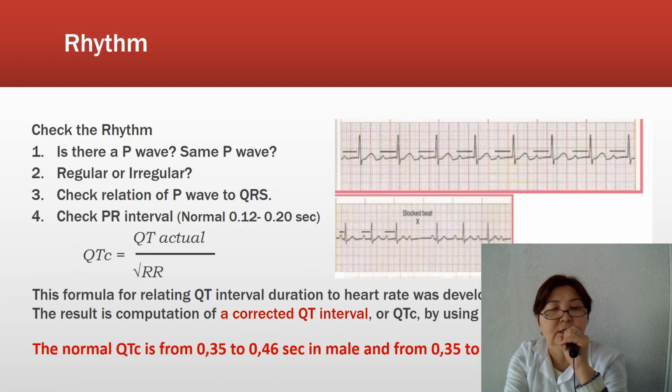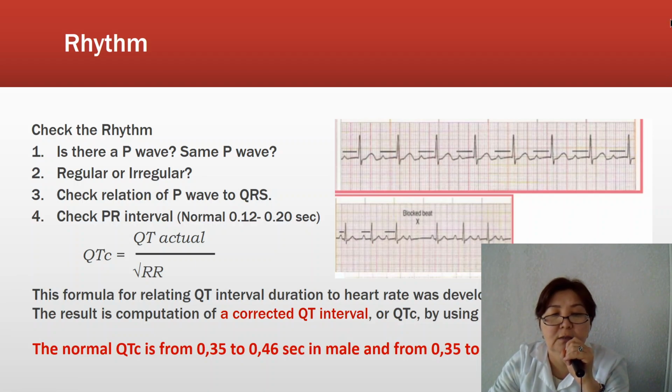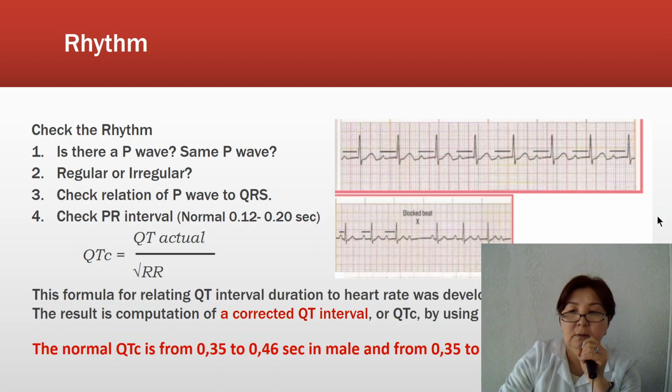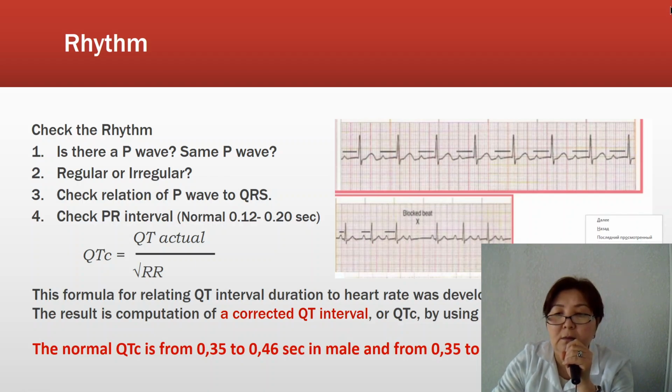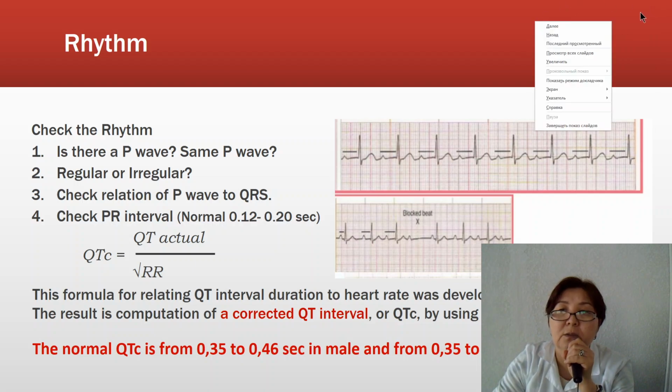This formula for relating QT interval duration to heart rate was developed by Bazett in 1920. The result is computation of a corrected QT interval, or QTc, by using the equation. The normal QTc is from 0.35 to 0.46 second in males and from 0.35 to 0.47 second in females.